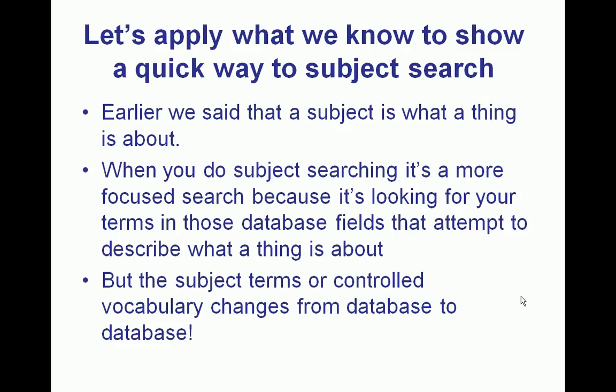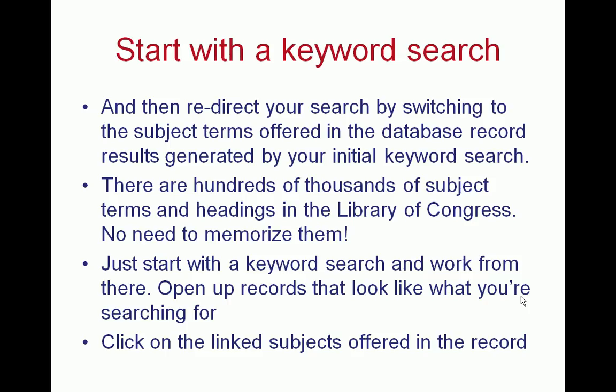So let's apply what we know to show a quick way to do subject searching. Earlier we said that a subject is what a thing is about. So when you do subject searching, it's a more focused search because it's looking for your terms in those database fields that attempt to describe what a thing is about in the subject fields. But the subject terms or controlled vocabulary changes from database to database, as we've just established. That's true. So start with a keyword search, and then redirect your search by switching to the subject terms offered in the database record results that are generated by your initial keyword search.